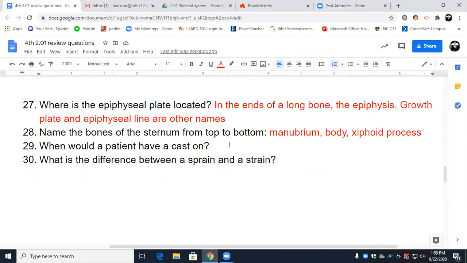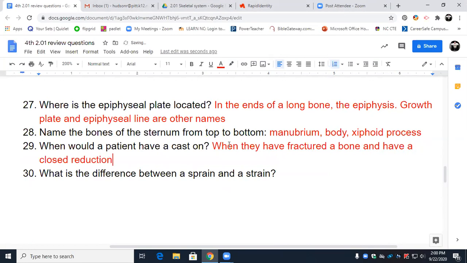When would a patient have a cast on? When they have fractured a bone and have a closed reduction done. A closed reduction is basically where they manipulate the bone, get it into place, and then they put a cast on. Whereas the open reduction is where they actually have to do surgery, and they might use pins and rods and screws and plates.